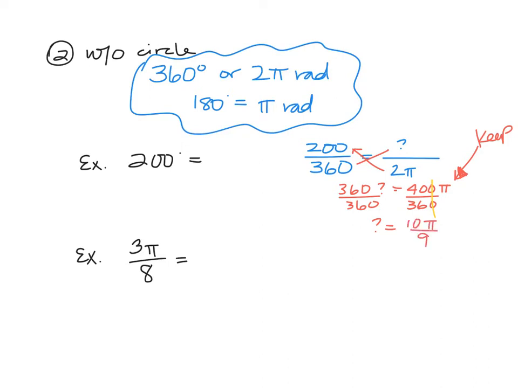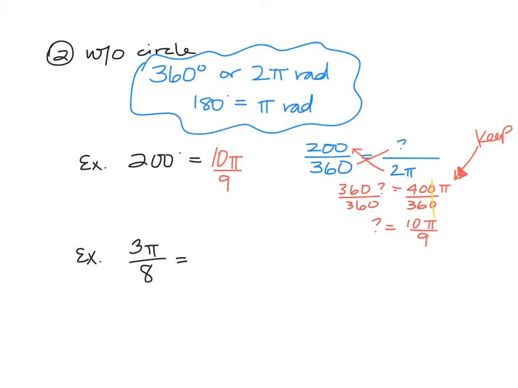So 200 is the same as 10 pi over 9. And you can kind of check yourself. Well, there's a few ways you can check yourself, but the biggest thing is 200 is just a little bit past 180. So this number that I'm looking at right here should be just a little bit bigger than 1, which it is. 10/9 is a little bit bigger than 1.